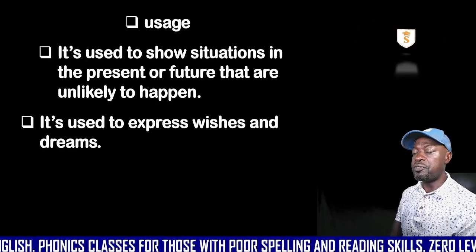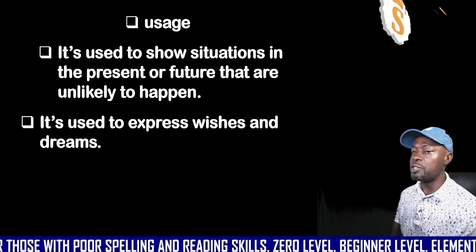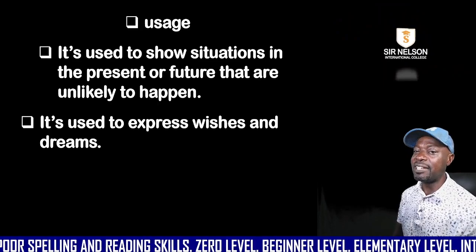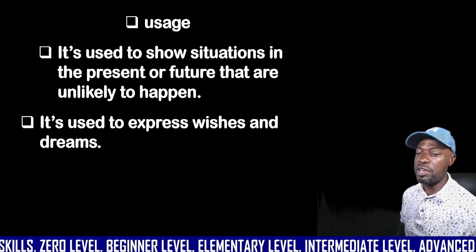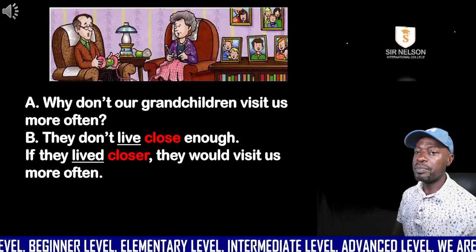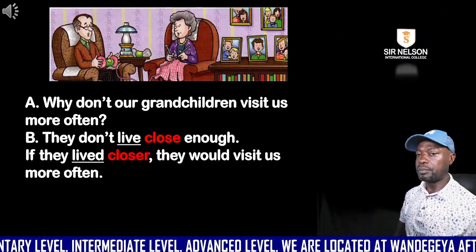Usage. If to is used to show situations in the present or future that are unlikely to happen. It's used to express wishes and dreams. Page 72. If they lived closer, they'd visit us more often.